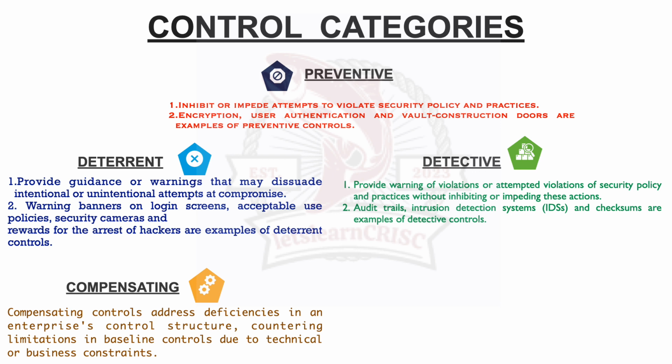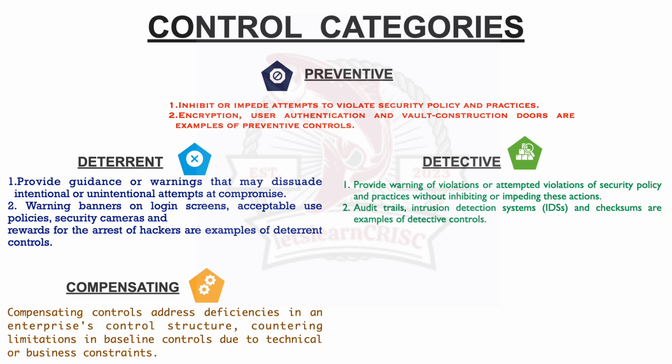Friends, this sentence describes the compensating control as a measure that counterbalances deficiencies or weaknesses in the control structure of an enterprise. These compensating controls are typically implemented when the baseline controls are unable to meet a specific requirement due to legitimate technical or business constraints.